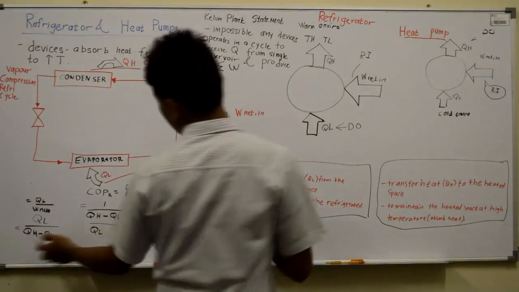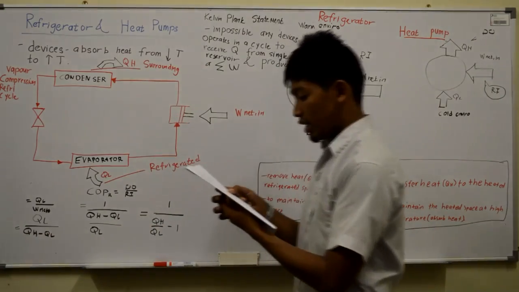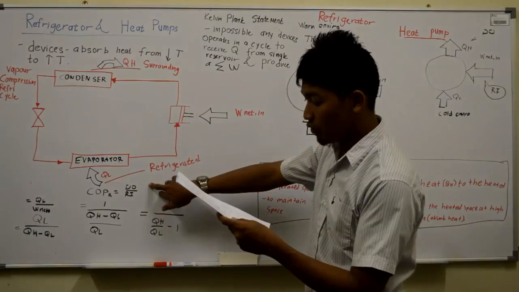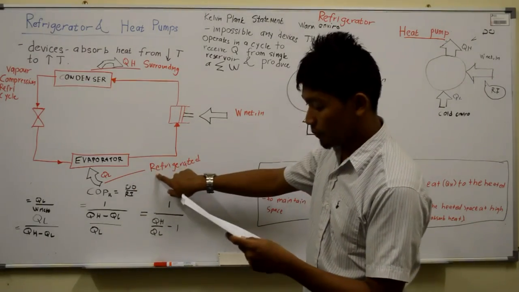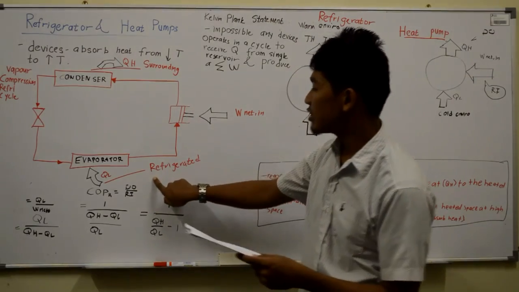Okay, this is the calculation of how to find COP, which is the coefficient of performance. I will explain first for refrigerator cases.